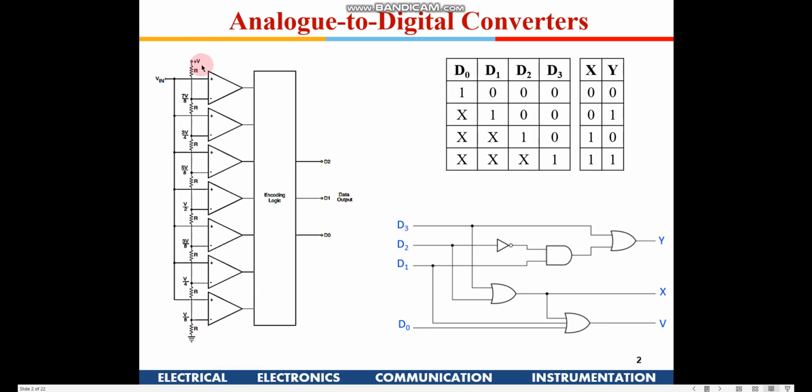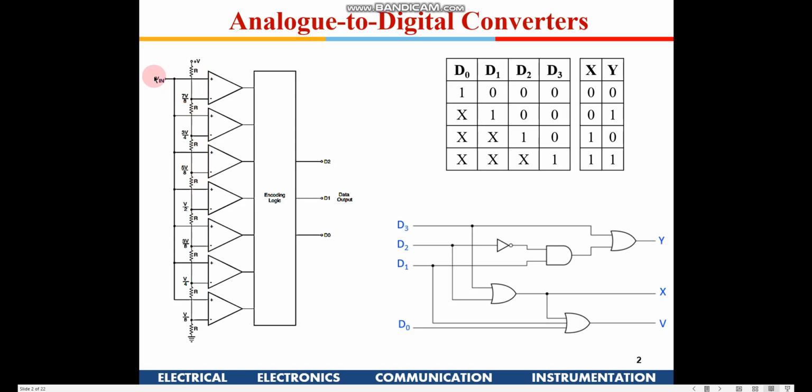This we know from our electrical sciences: this is only 1 resistance out of a total of 8R, so we use the simple potential divider rule. The voltage available here will be V divided by 8. Here it will be 2V divided by 8, or V divided by 4. This will be 3V divided by 8, then 4V divided by 8, 5V divided by 8. As you keep moving up the comparators, the voltage available at the negative terminal is higher.